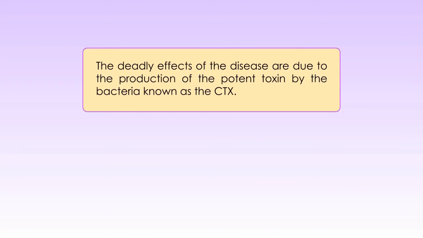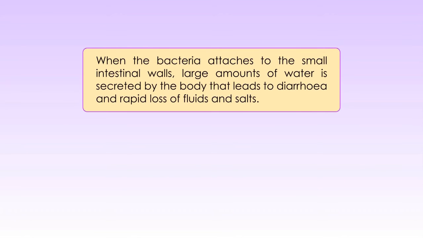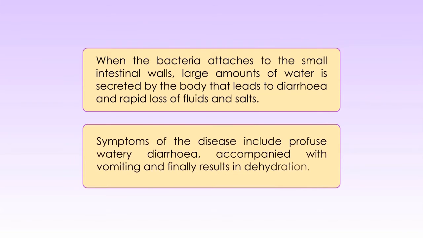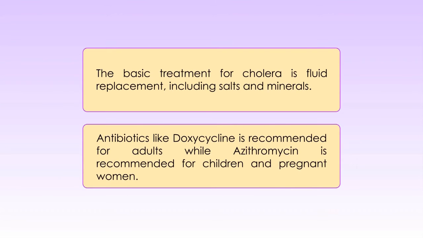The deadly effects of the disease are due to the production of a potent toxin by the bacteria known as CTX. CTX interferes with the normal flow of sodium and chloride when it binds to the intestinal walls. So when the bacteria attaches to the small intestinal walls, a large amount of water is secreted by the body that leads to diarrhea and rapid loss of fluids and salts. Symptoms of the disease include profuse watery diarrhea, which is accompanied by vomiting and finally results in dehydration. The basic treatment for cholera is fluid replacement, including salts and minerals. Antibiotics like doxycycline are recommended for adults, while azithromycin is recommended for children and pregnant women.